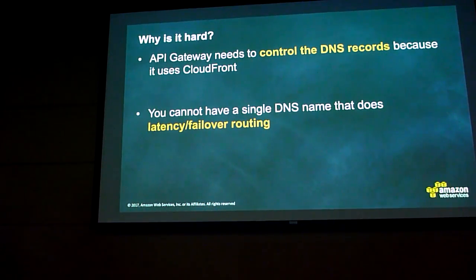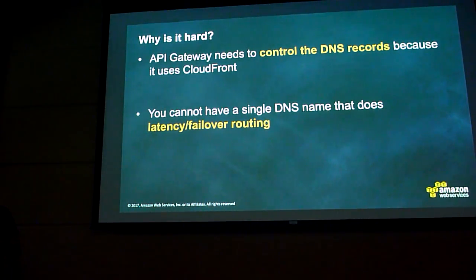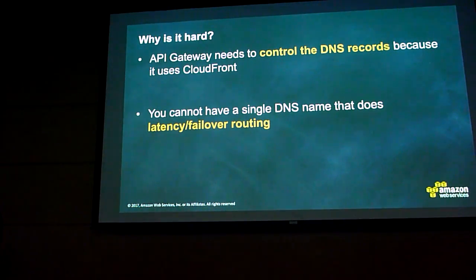So first, why is it difficult? It's difficult because API Gateway, like I mentioned earlier, uses CloudFront. And what that means is that we need to control your DNS records because we need to route to all the various pods. And CloudFront and Route 53 only allow a single owner of a domain across the world. So if we take it over, you can't control it. And that means you can't have your own Route 53 records and configuration.